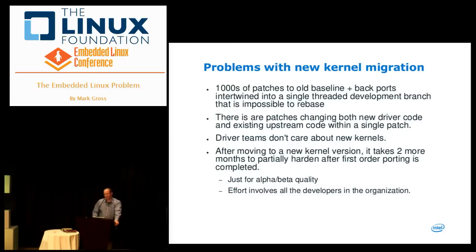I already said it takes 2 months. It takes 2 months for the kernel feature team to get a kernel ready for the rest of the organization to start working on. And then when the rest of the organization finally jumps on board, it takes them another 1 to 2 months to recover back to an alpha, or, it depends on your definition, beta quality that is actually lower than what they had before. So it takes them about 2 months to recover from this stuff. And those 2 months are spent involving the entire organization at this point. So now it's not just the kernel feature team doing it. Now we're talking real money.